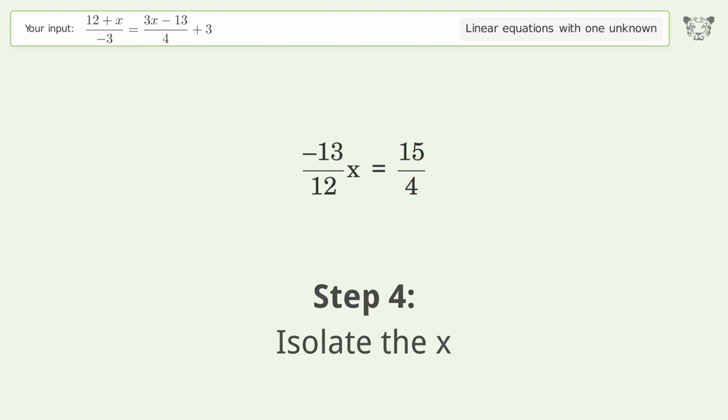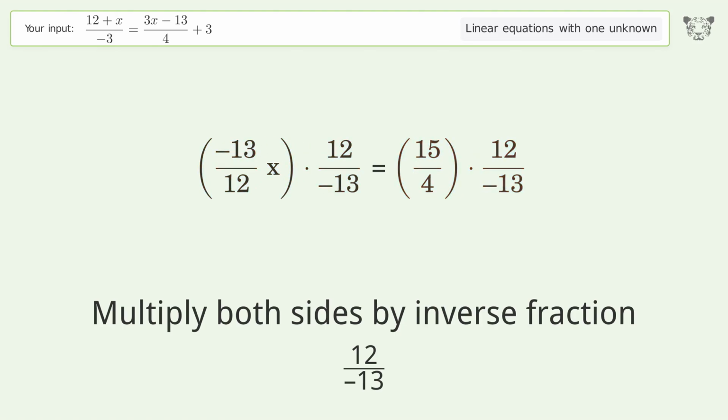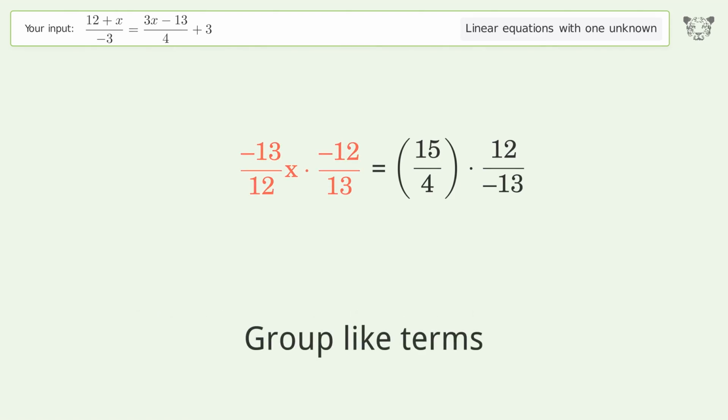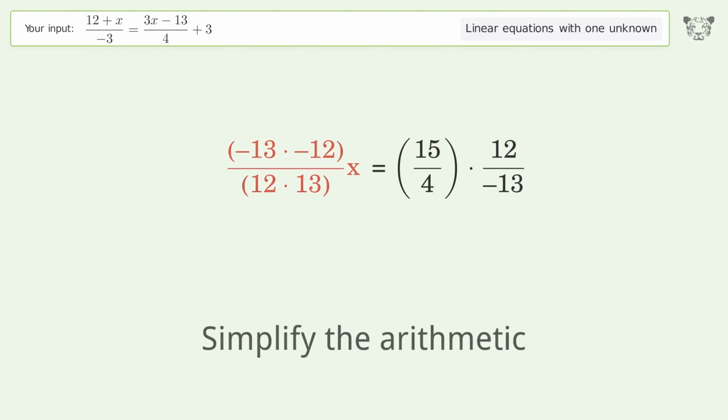Isolate the x. Multiply both sides by inverse fraction 12/-13. Move the negative sign from the denominator to the numerator. Group like terms. Multiply the coefficients. Simplify the arithmetic.